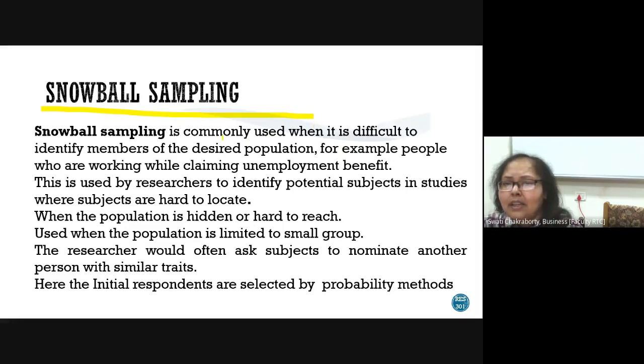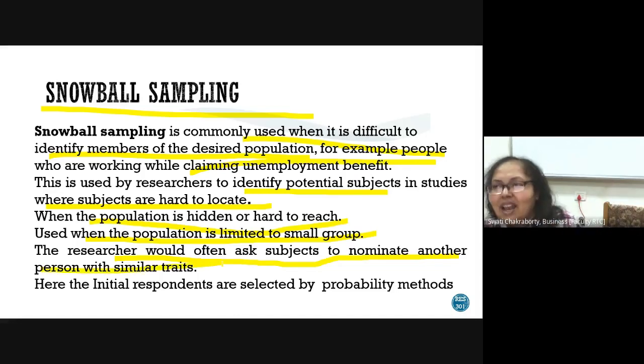Snowball sampling is commonly used when it is difficult to identify members of the desired population, for example, people who are working while claiming unemployment benefits. So it's basically used by researchers to identify potential subjects in studies where subjects are hard to locate, when the population is hidden or hard to reach, or when the population is limited to a small group. So the researcher would often ask subjects to nominate another person with similar traits. Whom else would you think would have similar characteristics? So asking the others.